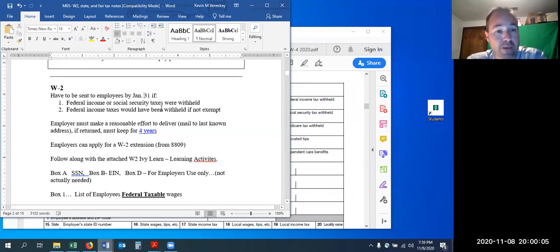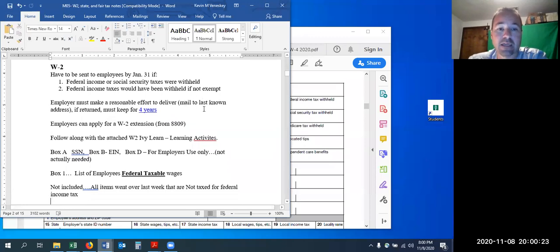Normal due date. You're going to have to send the W-2 to anybody that had Social Security taxes taken out, that had any kind of federal income taxes taken out, or would have if they would not have been exempt, meaning they wrote exempt down there at the bottom of the W-4. You've got to make a reasonable effort to deliver this W-2 to the employees, even those that may have moved on. If it comes back to you undelivered, you don't open it, keep it postmarked to show that you did send it out, you gave it your best effort, and then keep it for 4 years. And you can see some of the other rules and regulations here if you go into this link.